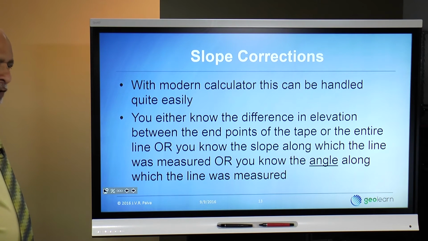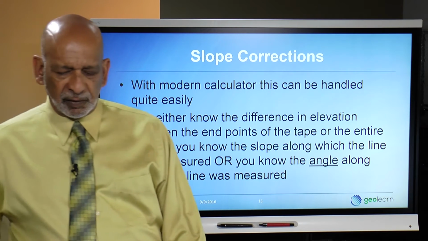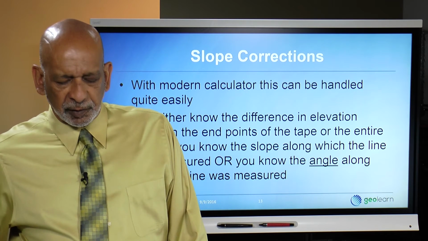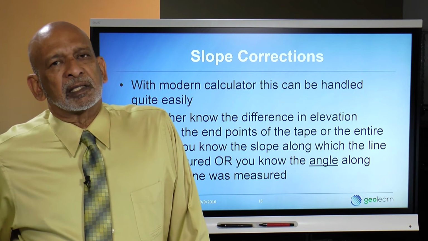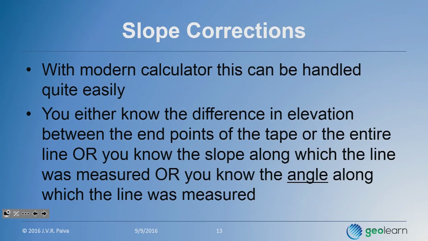Now let's talk about slope corrections. This will take us a little bit of time to wade through all these possibilities. The good thing is that with a modern calculator, you should become very adept at making slope corrections using different kinds of data to determine what the slope is. So what I said is, when you measure on a slope, you have to gather some information about the slope to be able to make the correction.